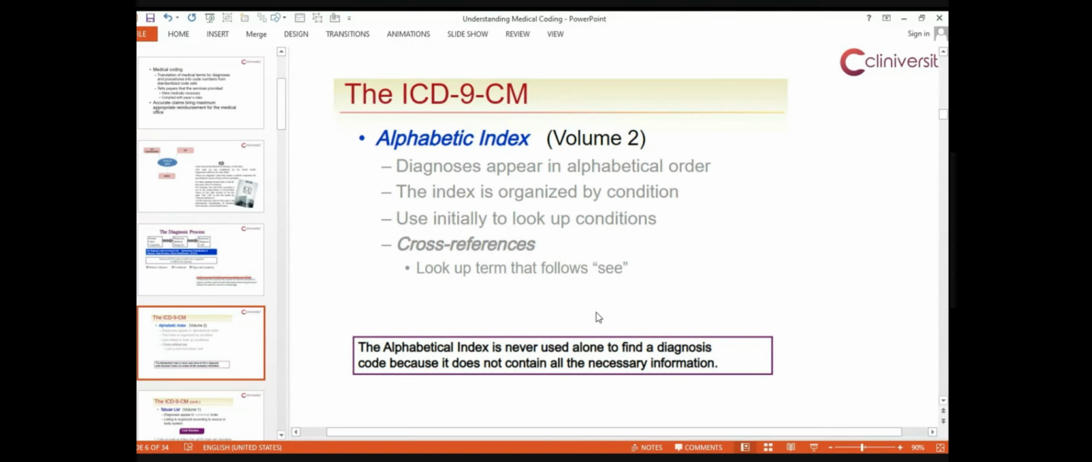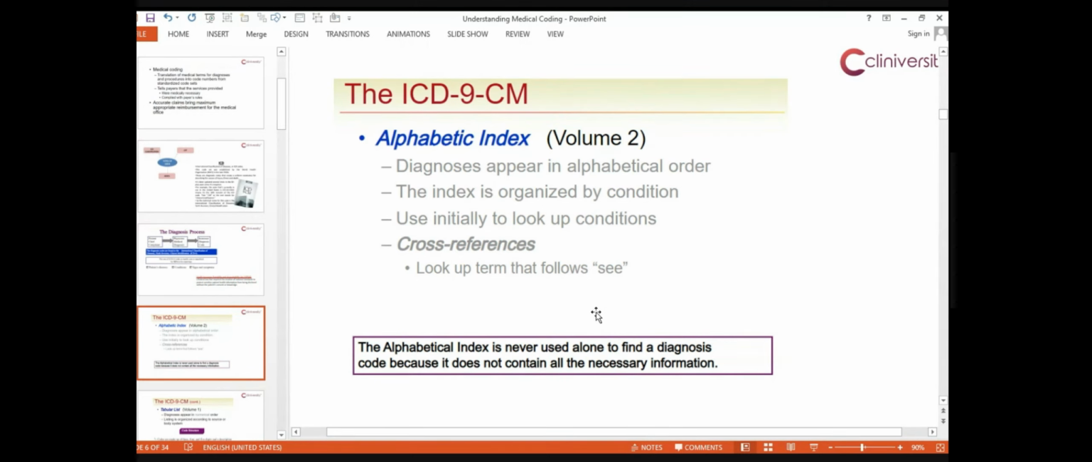Then the ICD-9-CM has different volumes. The alphabetic index is for diagnoses, which appear in alphabetical order. The index is organized by condition. I mean, how is any dictionary organized? Like an English dictionary, obviously alphabetically. Similarly, these dictionaries are also organized.